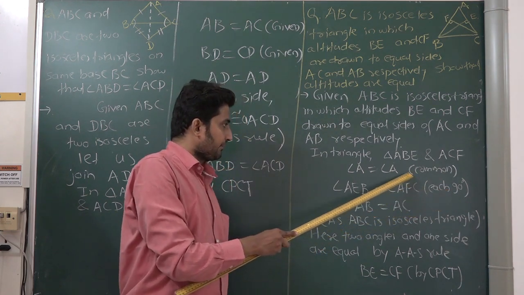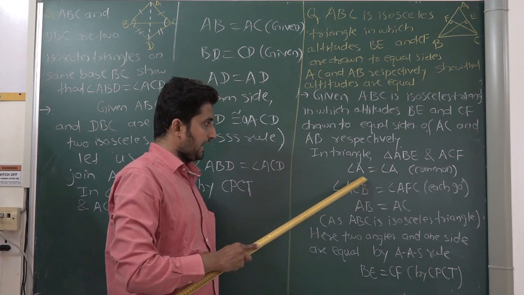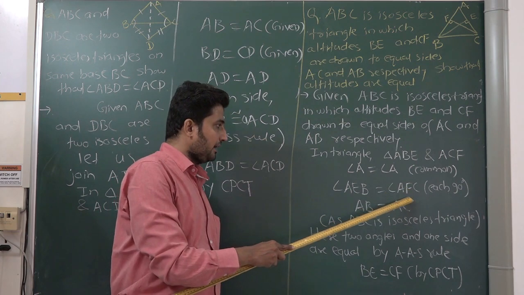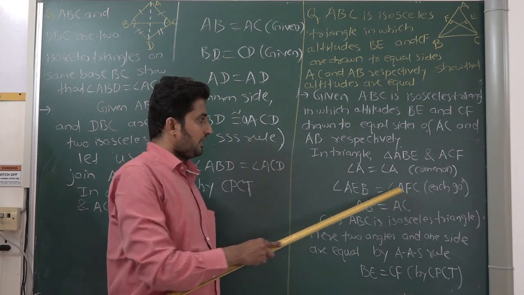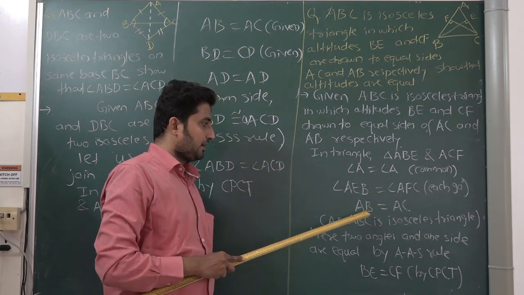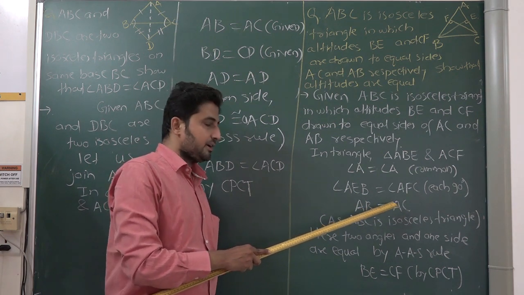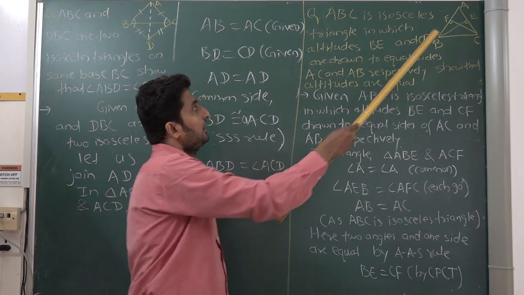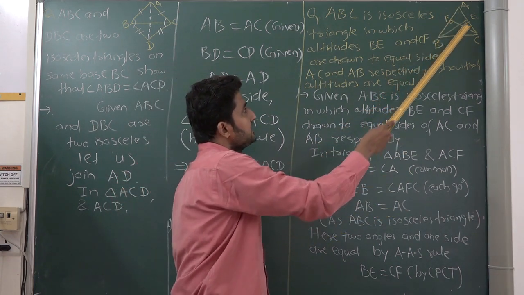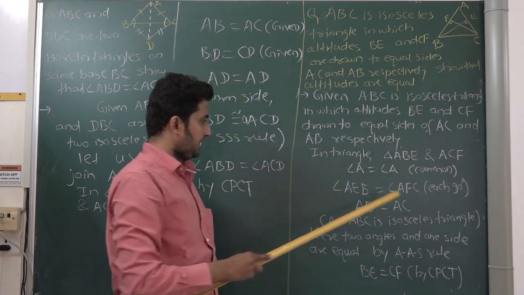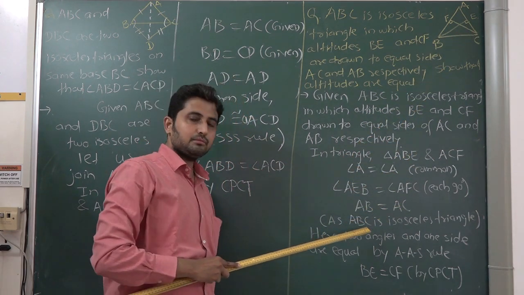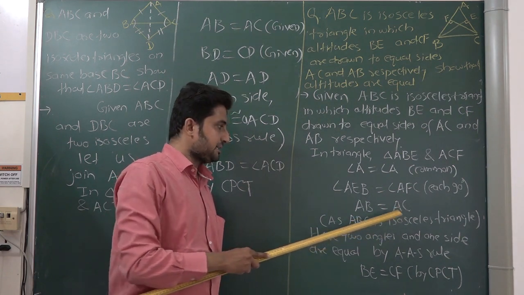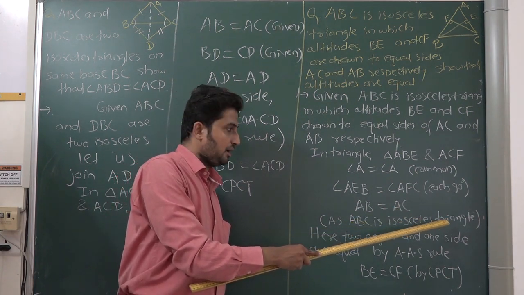Next point, the first point is angle A is equal to angle A, which is common. Now here angle E and angle F are also equal as both are 90 degrees, and AB equal AC. AB equal AC. Where is AB? This side. And where is AC? This side. AB equal AC. Why do we say like that? AB equal AC because ABC is an isosceles triangle.